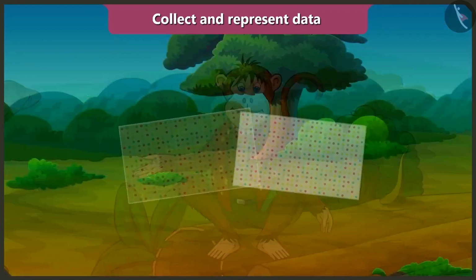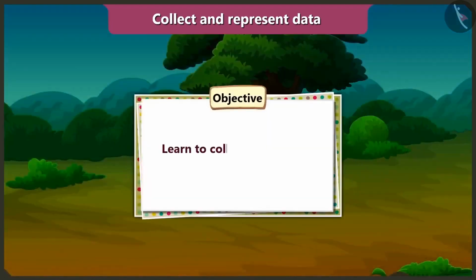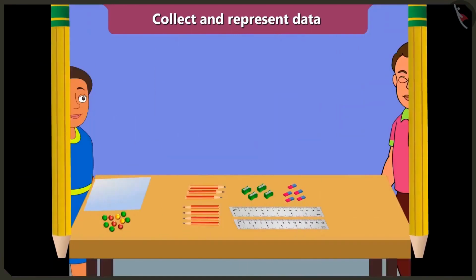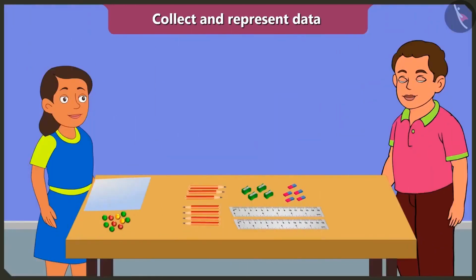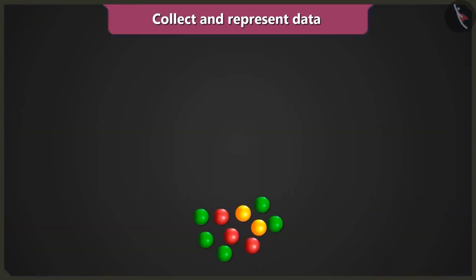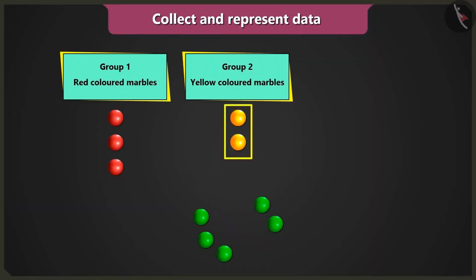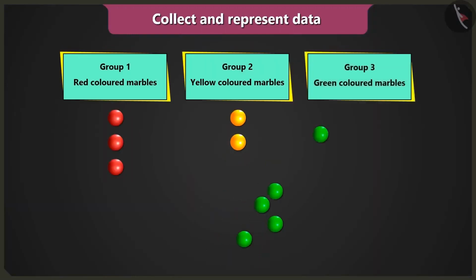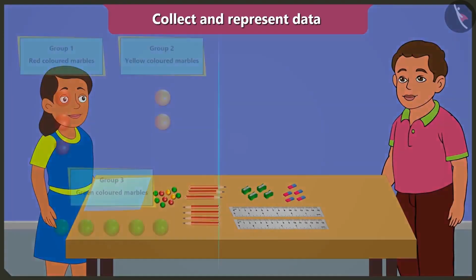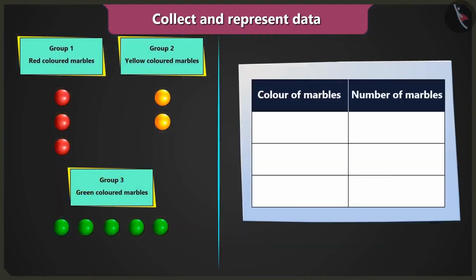Today in this video, we will learn about collecting data and representing it in a table. Bubbly, first of all, you have to make groups of same colored marbles. First group of red colored marbles. Second group of yellow colored marbles. And third group of green colored marbles. Well done. Now create a table like this.